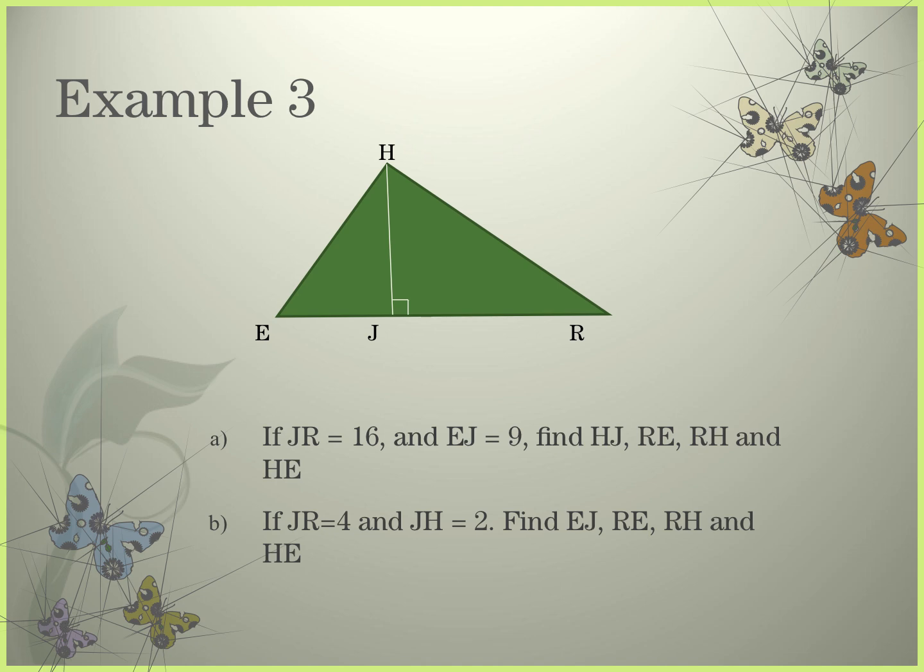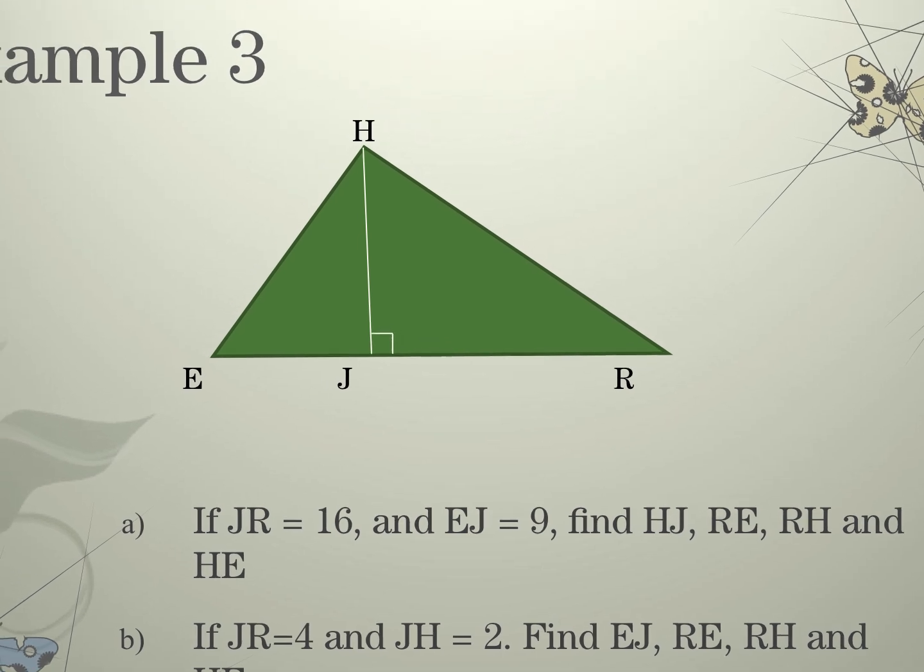We're good? Okay, so it says JR is how long? 16. Where's JR? It's bottom right, right? So let's put a 16 there. Where's EJ? 9, and it's on the left. Okay. All right, so let's go ahead and do HJ. How would we find HJ?